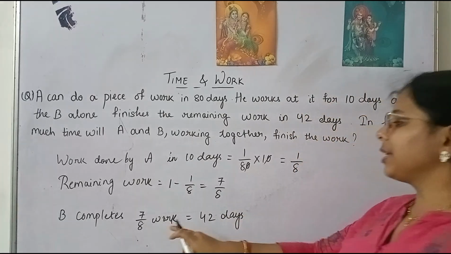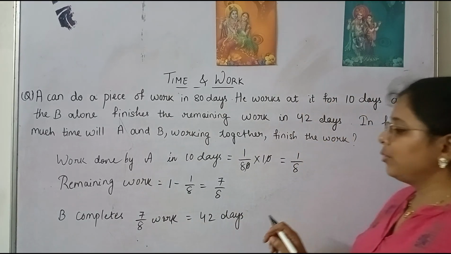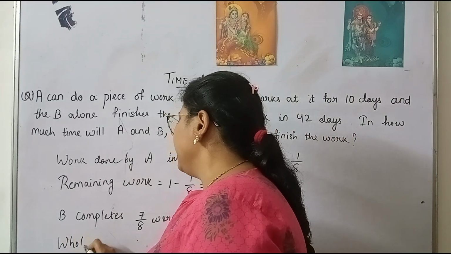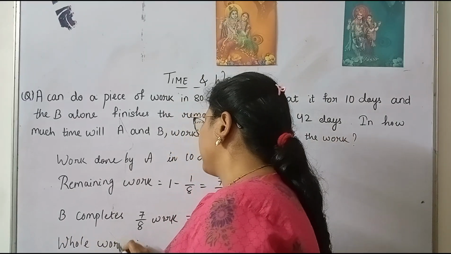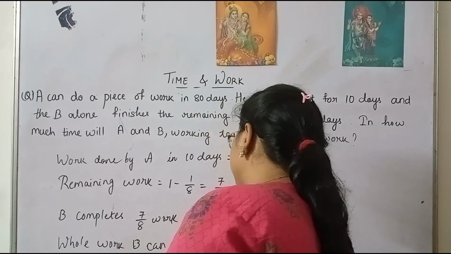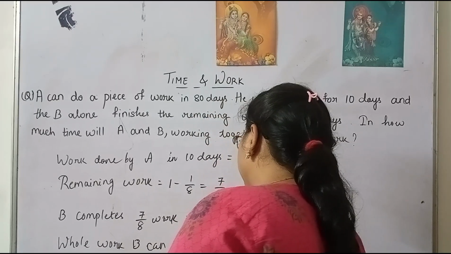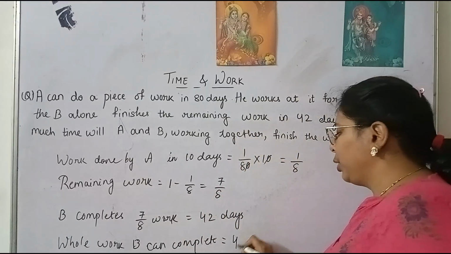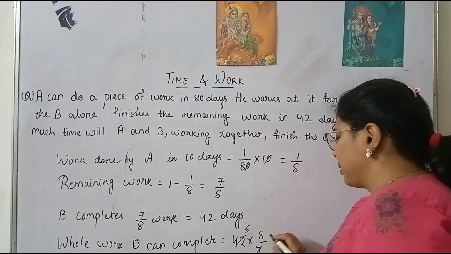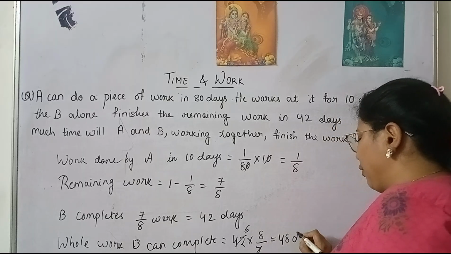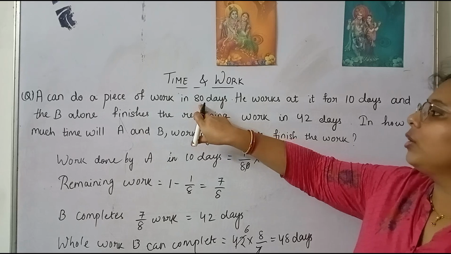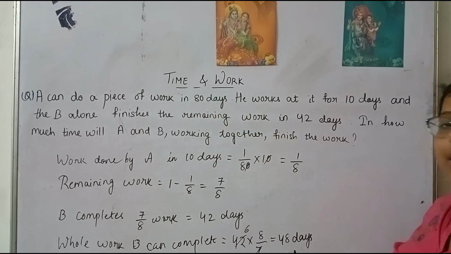If in 42 days he is able to complete 7 by 8 work, then the whole work B can complete in how many days? 42 into 8 by 7, 48 days. Right. So now we know A alone can take 80 days and B alone can take 48 days.